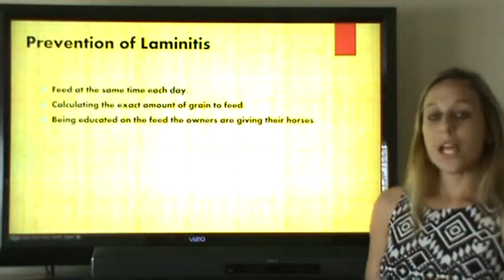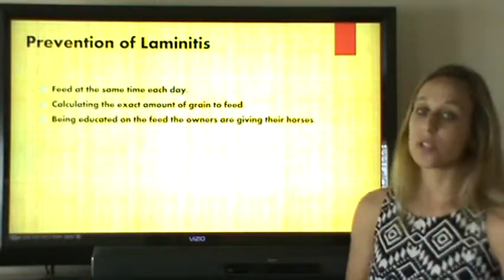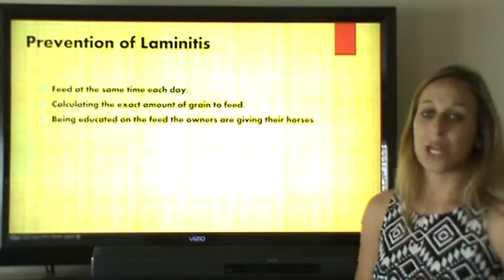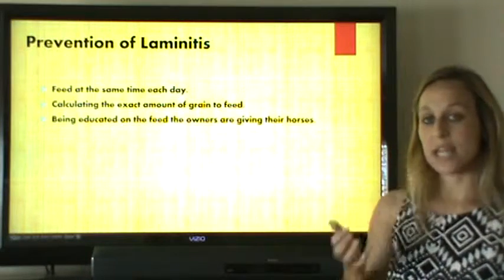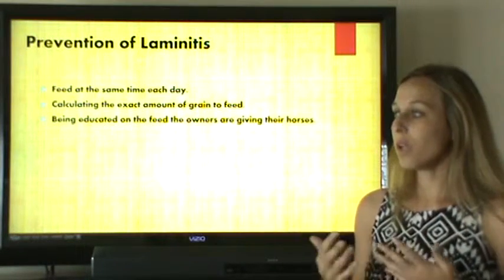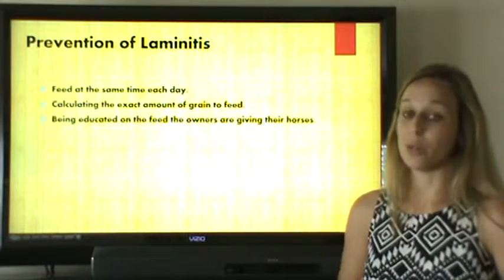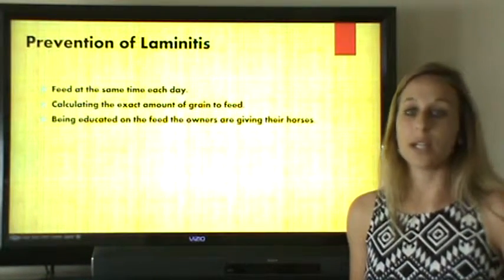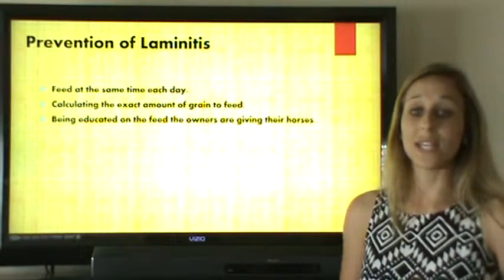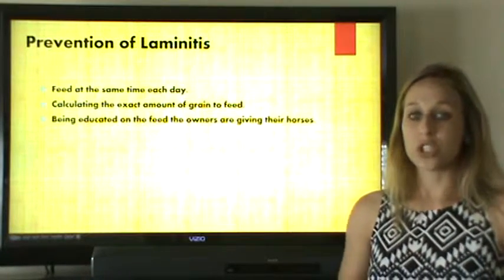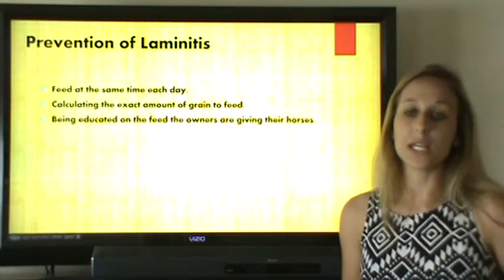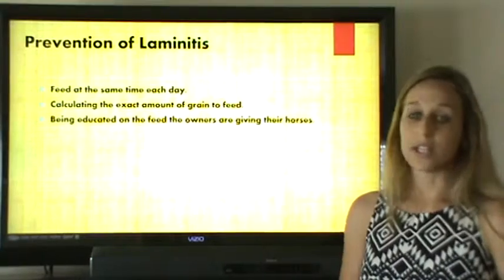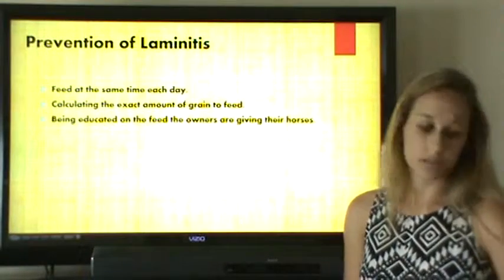And then just being educated on the feed that horse owners are giving their horses. Just knowing what's in it, what it's made out of. This can kind of help us determine maybe we're feeding too much, and if we are, maybe it's because the grain that we're feeding isn't giving the horse the nutrients that it needs, and so we're having to feed too much to try and get it to the level that it needs. So maybe there's a different feed out there that we can give them, that we can feed less amounts of.